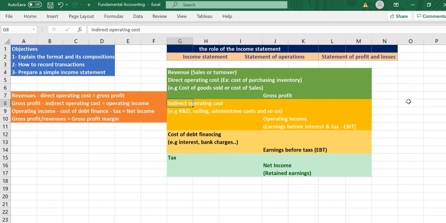Then we have indirect operating costs here. For example, this cost includes research and development expense, selling expense, administrative costs, and so on. Then we deduct the indirect operating costs from the gross profit. We're gonna have the operating income, or the earnings before interest and tax, EBIT.